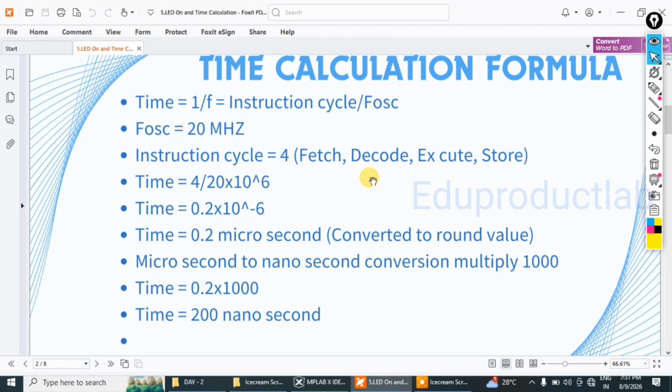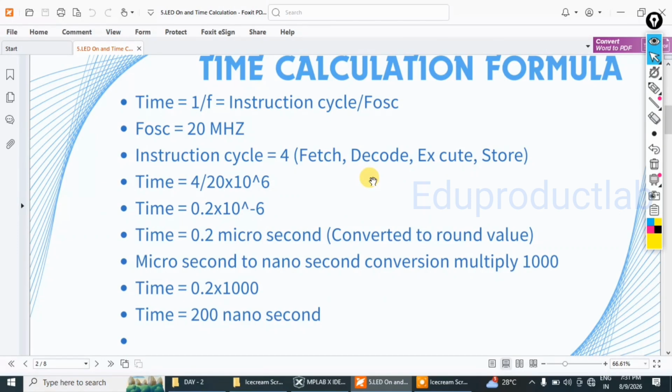One real-time example: imagine two students solving the same exam. One writes very quickly, the other writes slowly. Both answer the same questions, but the faster student finishes earlier. Similarly, a 20 MHz PIC executes instructions faster than a 4 MHz PIC. One instruction is not executed in one clock cycle.